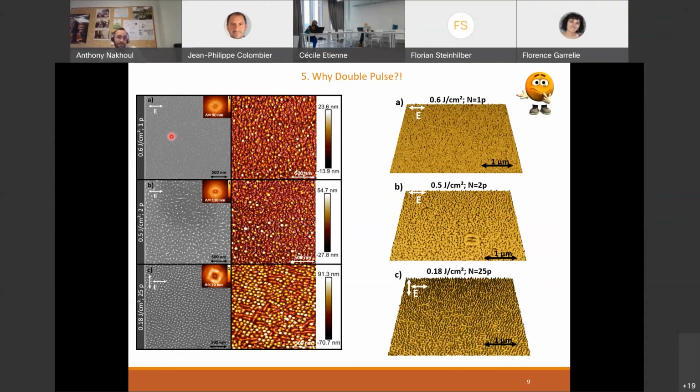So here I tried different parameters using one pulse, two pulses with a little bit higher energy, because if I use only one polarization with 25 pulses, as I do in general, I will obtain HSFL. Here we increased the energy a little bit, but with only one pulse and two pulses. So this is what was obtained before.